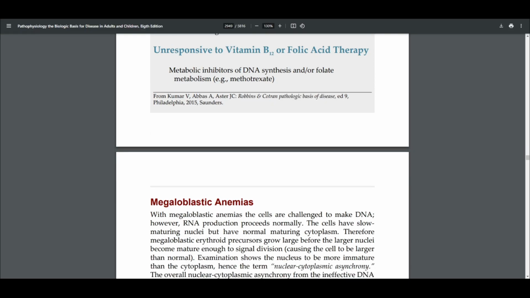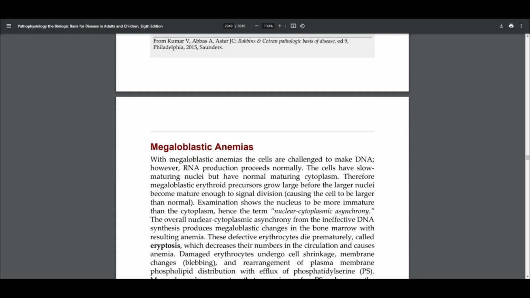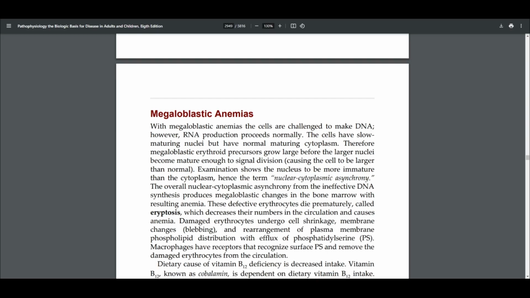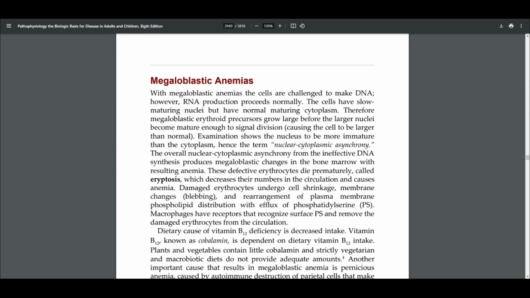So, megaloblastic anemias. With megaloblastic anemias, the cells are challenged to make DNA. However, RNA production proceeds normally. The cells have slow maturing nuclei but have normal maturing cytoplasm. Therefore, megaloblastic erythroid precursors grow large before the larger nuclei become mature enough to signal division. Examination shows the nucleus to be more immature than the cytoplasm, hence the term nuclear cytoplasmic asynchrony.